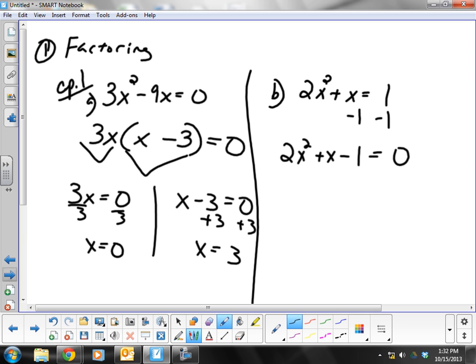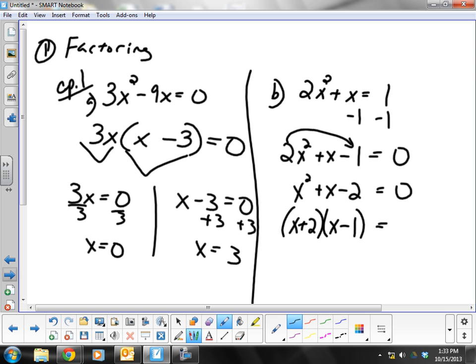Now the last time that we looked at this, I went ahead and reminded you about the bottoms-up method. It's just a little trick, but it does work for everything. So you can take this coefficient in front of the x squared, and multiply it by the constant, and turn this into x squared plus x minus 2. Because 2 times 1 gives me 2. I just multiplied it together. Now I need two numbers that multiply together to give me negative 2, that add together to give me the positive 1. So x plus 2, x minus 1.